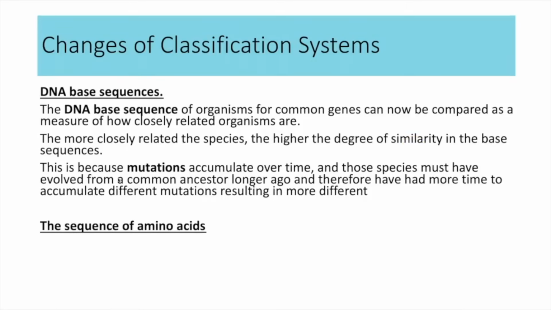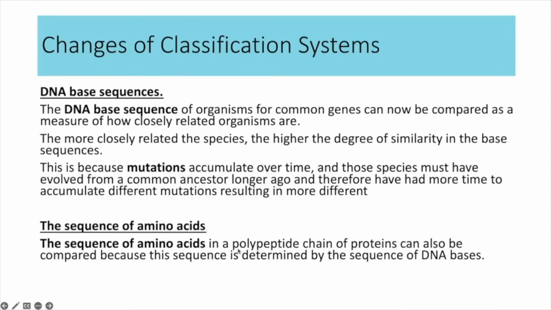So every species will have random mutations that occur. Those mutations accumulate over time, and that's what makes your DNA base sequence different. So the longer ago in time that a species evolved from a common ancestor, that would mean there's been more time to accumulate more mutations, and therefore your DNA would be more different. Whereas closely related species would have evolved from a common ancestor more recently, and therefore had less time to accumulate mutations, and their DNA base sequence would be more similar.